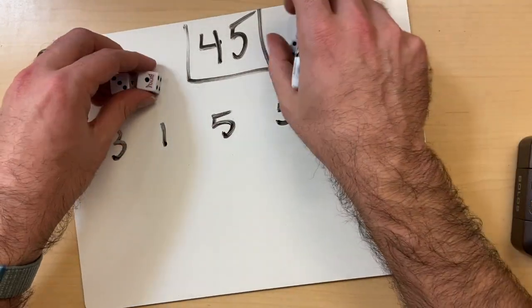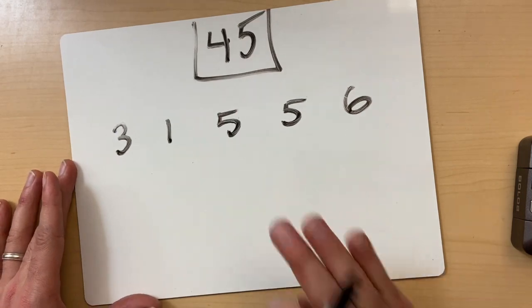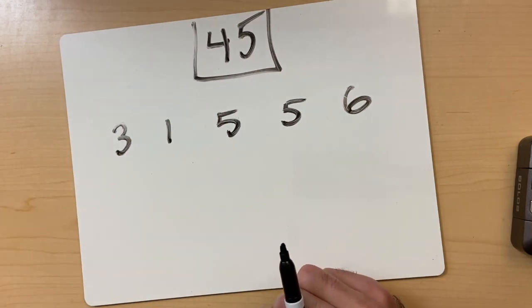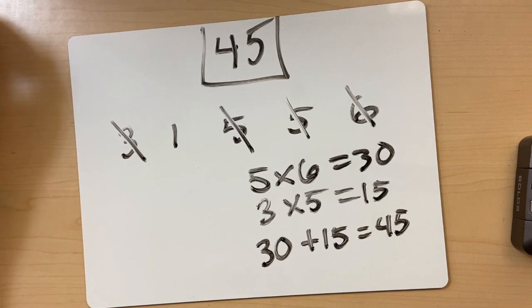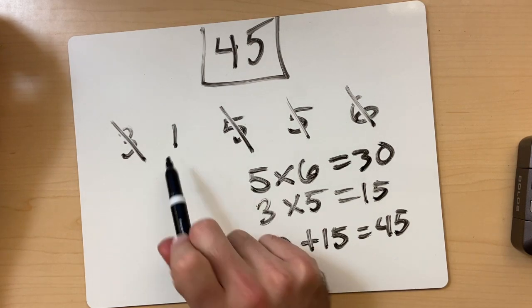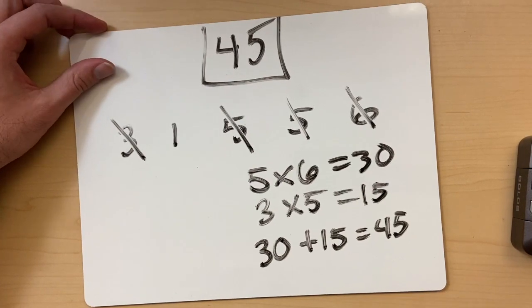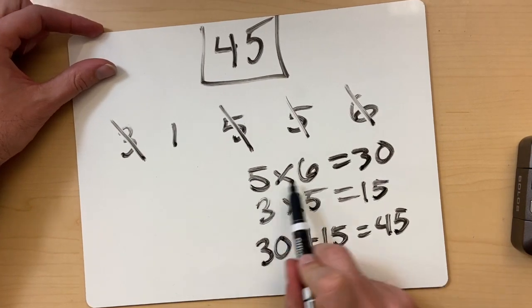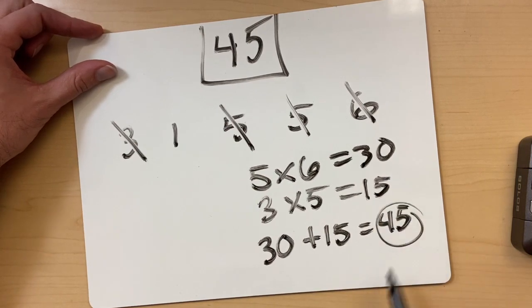We're saying, how can you use these numbers to get to 45, or at least as close as possible to 45? Now I will say, if you can get to 45, then I would say, how many different ways can you do it? So here's one way I was able to figure it out. Didn't need the 1. I did need both of the 5s, but you don't have to use everything. You can only use each number once. So I got 5 times 6 is 30, 3 times 5 is 15, and then I added those 2 up to get my target number 45.